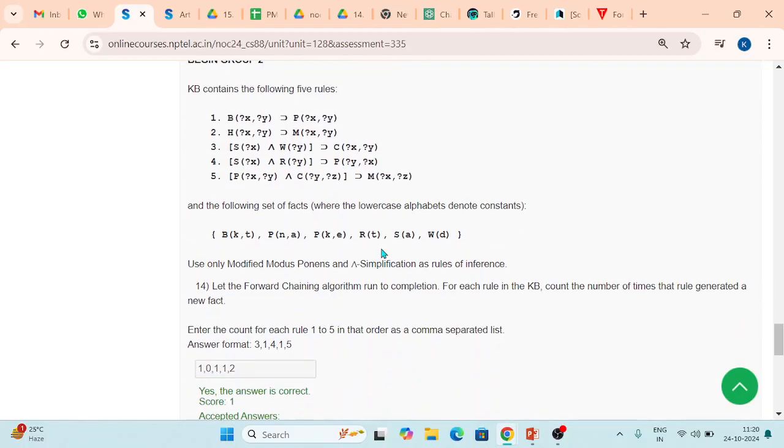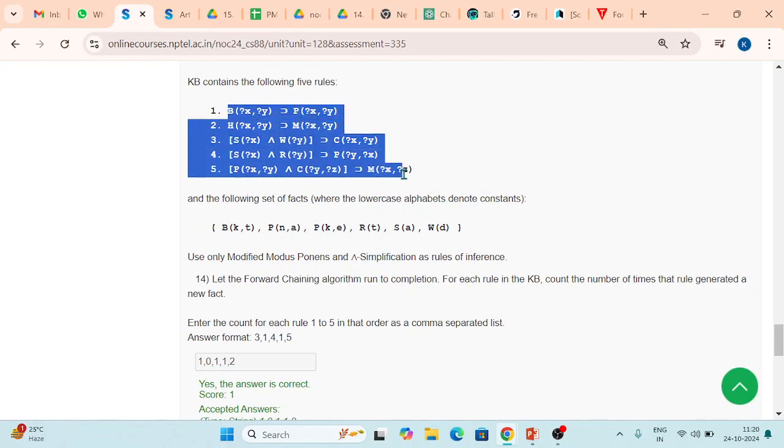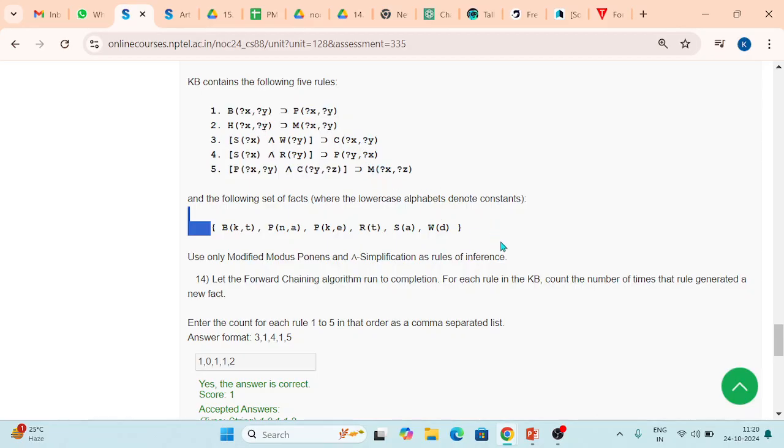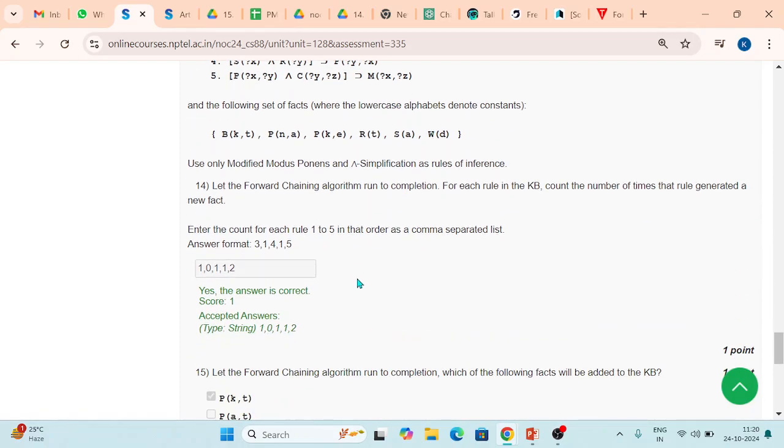Next. While coming to group 2, this is our given KB, and these are the facts, 5 rules and these are the facts. First they ask: let the forward chaining algorithm run to completion. For each rule in the KB, count the number of times that the rule generated a new fact. So how many times is that rule used to generate a new fact? That number of times you are using that rule, we have to write here.